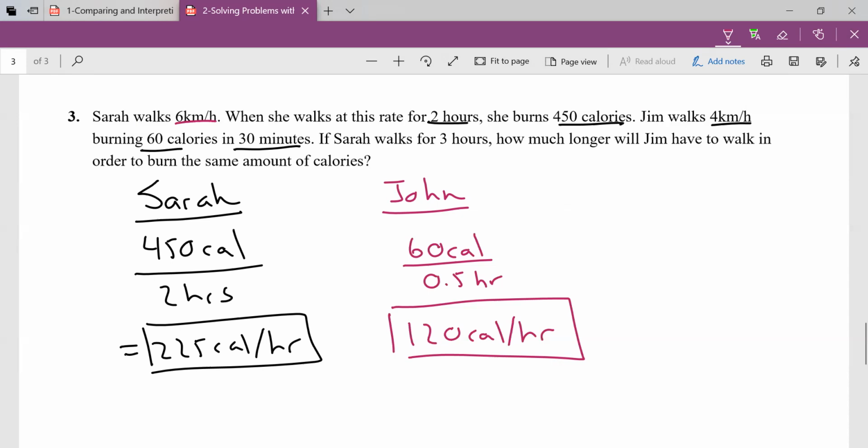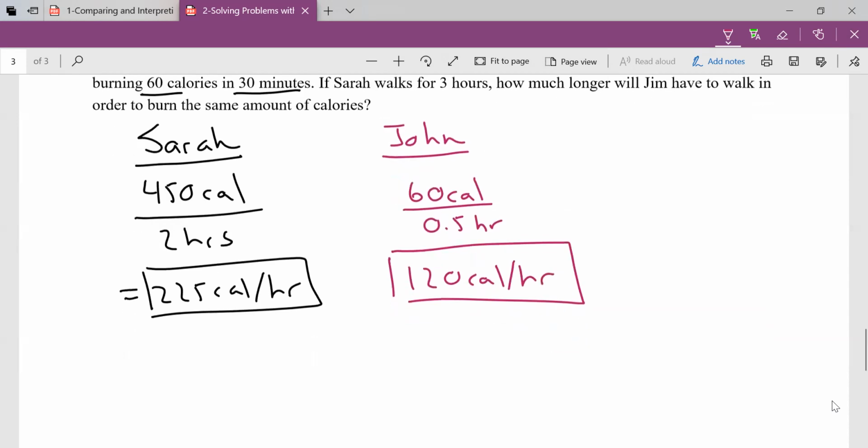Okay, well, what are we going to do here? Let's think about that for a second. Well, if Sarah's going to walk for 3 hours, how many calories is she going to burn? Well, for walking for 3 hours, she's going to burn 675 calories. So what we've got to say here is John/Jim wants to burn 675 calories, right? And this is what he's burning per hour, 120 calories per hour.